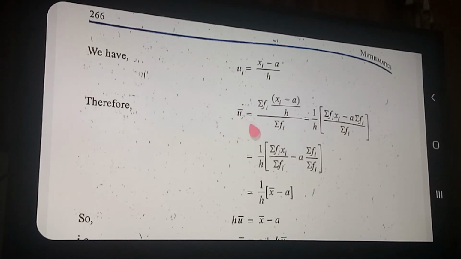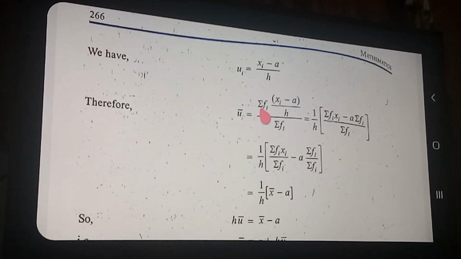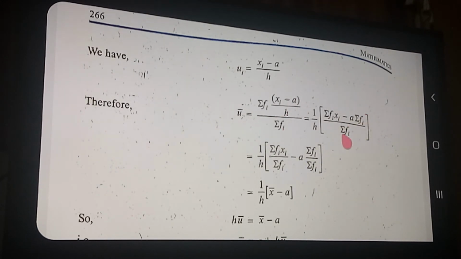Let me make this step clear once more. u bar is equal to sigma fi ui by sigma fi. That is, sigma fi into, in the place of ui we write the value of ui. Since h is a constant number, I have taken 1 by h outside. Now open the bracket: sigma fi xi minus a into sigma fi. Clear? The whole divided by sigma fi.